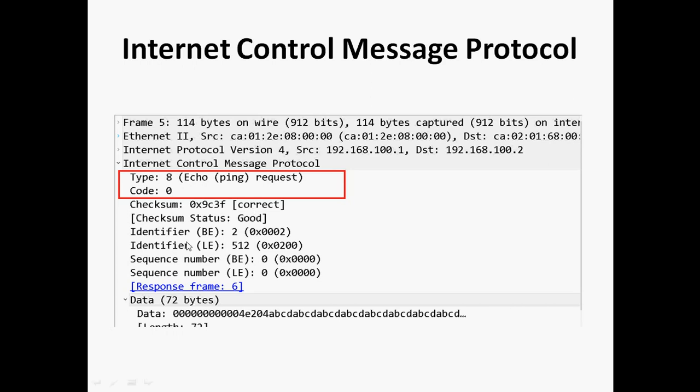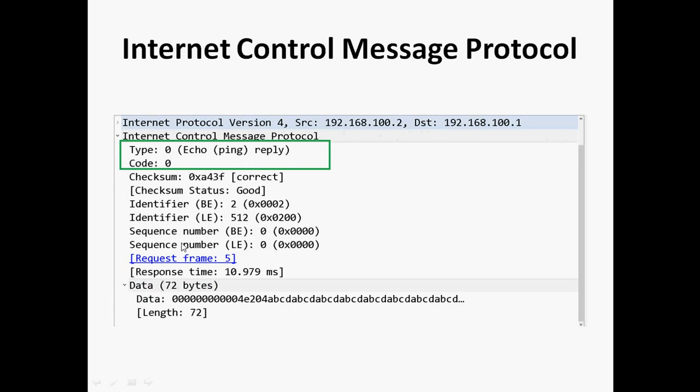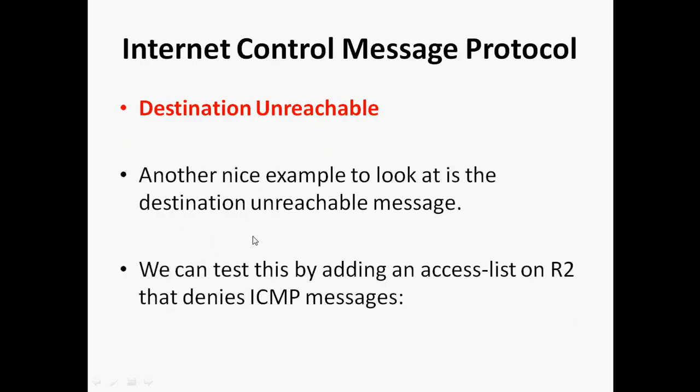So here we can see the identifier and sequence number. This is an ICMP reply from the R2 router, with source IP 192.168.100.2 and destination IP 192.168.100.1. For an ICMP reply we use type 0 and code 0. Here we can see sequence number 0.